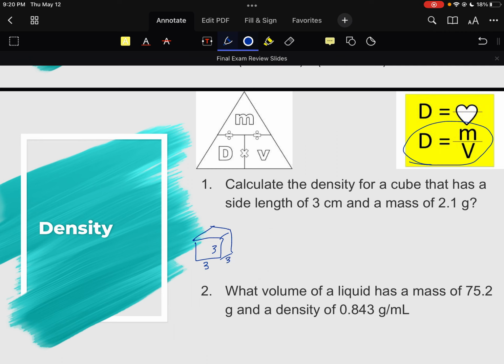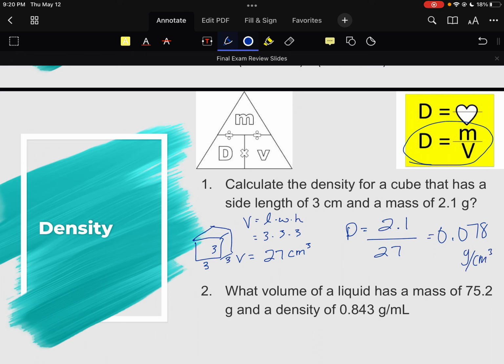Remember, when we find the volume of a cube, it's always length times width times height. So in this case, it's just 3 times 3 times 3. So your volume is equal to 27 centimeters cubed, I think. 9 times 3, yeah. So now I can just plug it into my formula. My mass is 2.1 divided by 27, and you would get 0.078 or so, and that's just grams per centimeters cubed.